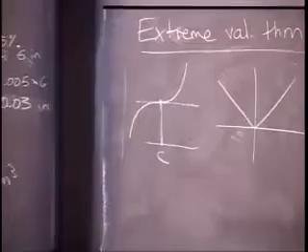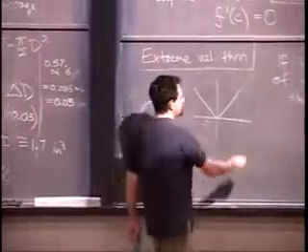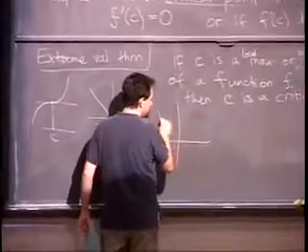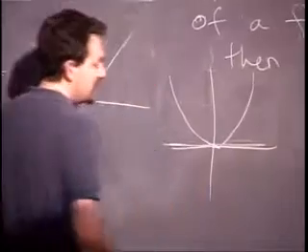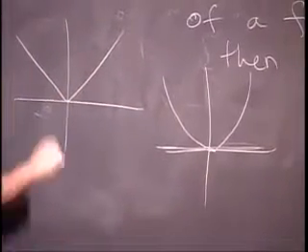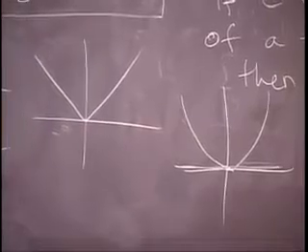See, that's why I'm putting in this "does not exist" as a possibility. Now the derivative here is 0, and it is a minimum. But maybe the derivative doesn't exist. So let's just try to look at why this is true.